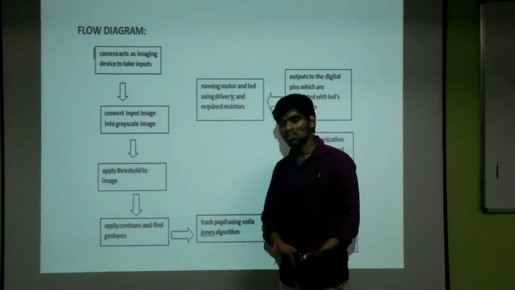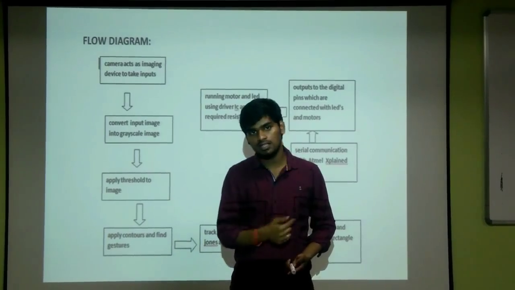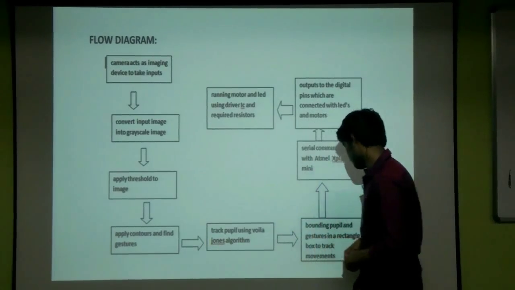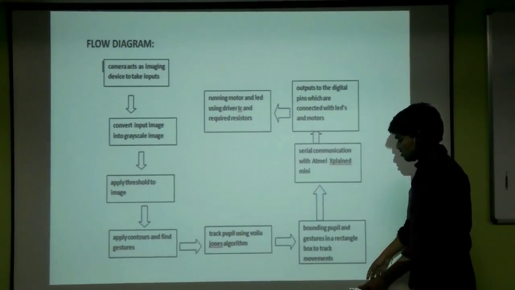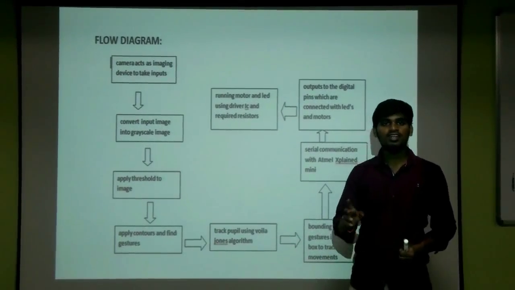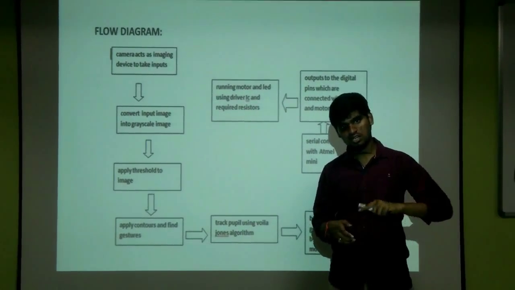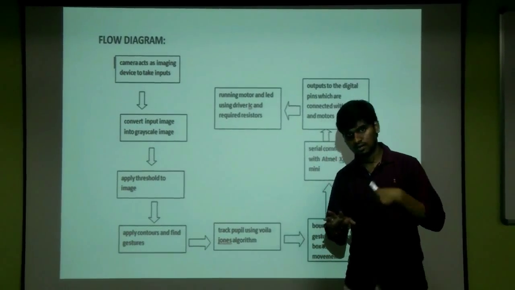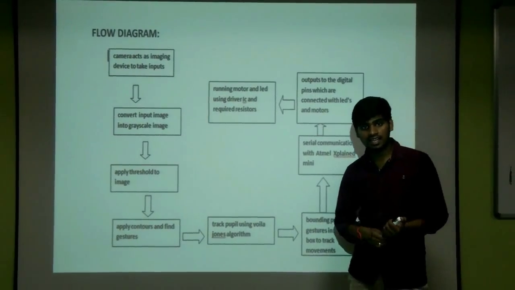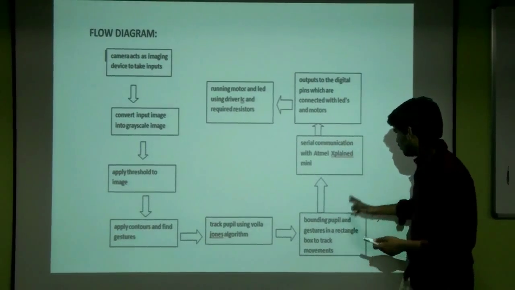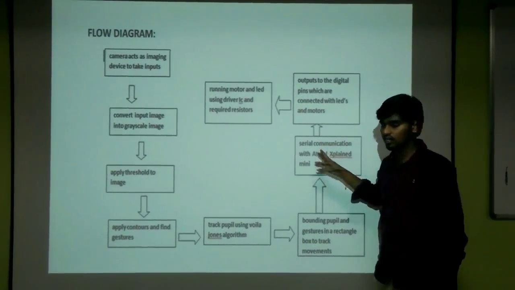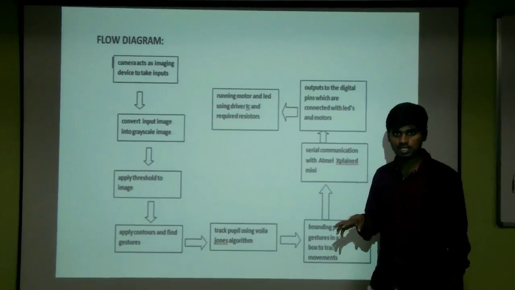And the Lucas-Kanade method is used to track the pupil, which is nothing but the eye pupil, and the direction of the pupil is described using this algorithm. After detecting the hand gestures and eye gestures, the next thing is bounding the pupil and gestures in a rectangular box to track movement. After detecting, we should know the direction in which the eye gesture or the hand gestures are moving or what they are signifying. So we bound it in a rectangle and find the directions in which the eyeball is moving.